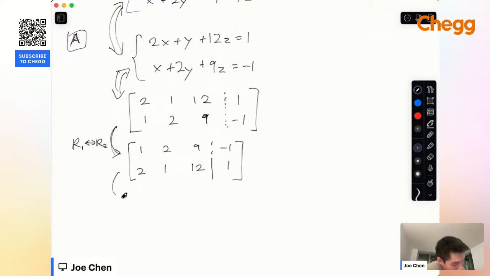Okay, so I'm going to take the second row, subtract twice the first row. And we get 0, 1 minus 4 is -3, 12 minus 18 is -6, and 1 minus -2 is 3.